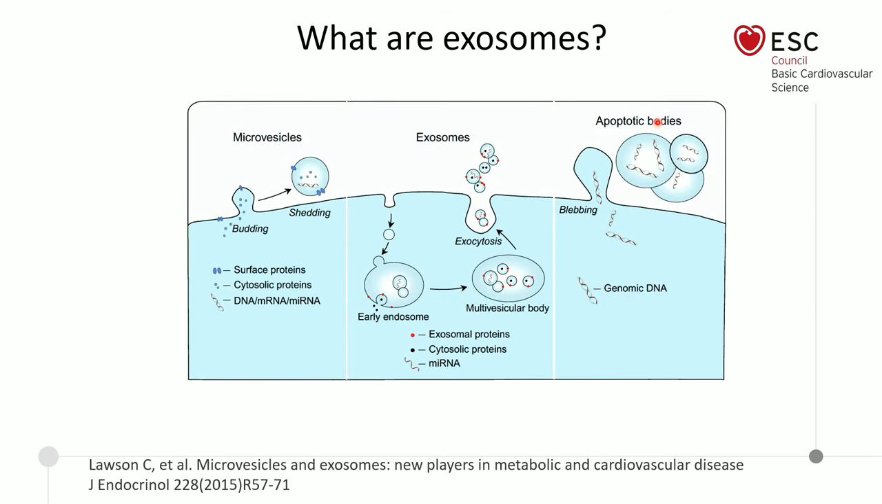So what are exosomes? There are various lipid-based membrane vesicles which are released from cells, which I've shown here. Microvesicles are released by shedding off the plasma membrane of cells. Exosomes form inside early endosomes by budding of the membrane. They accumulate in what are called multivesicular bodies, and when these fuse with the plasma membrane, they release their contents, and at that stage they're referred to as exosomes. And then there are other types of vesicles as well, such as apoptotic bodies, which are generally larger.